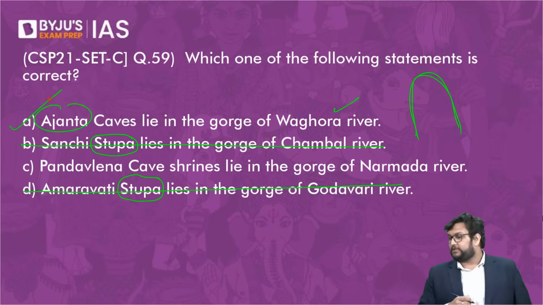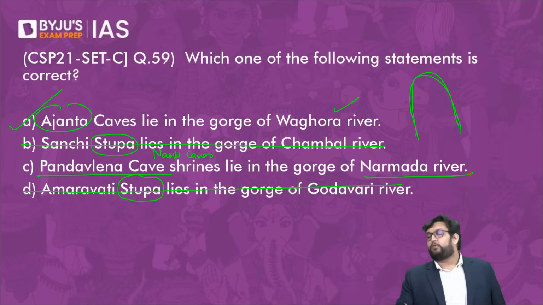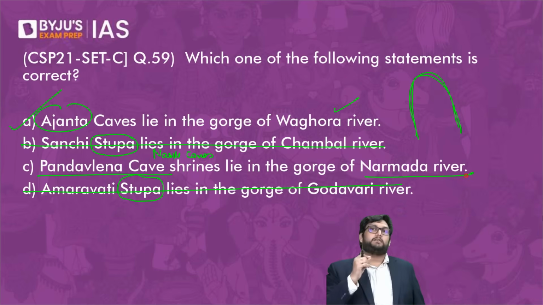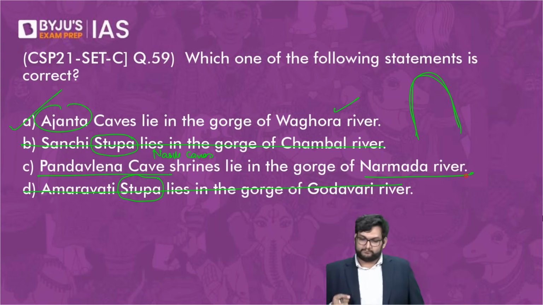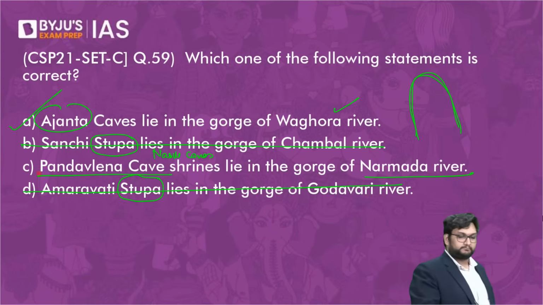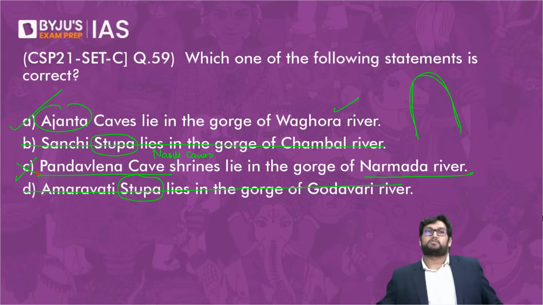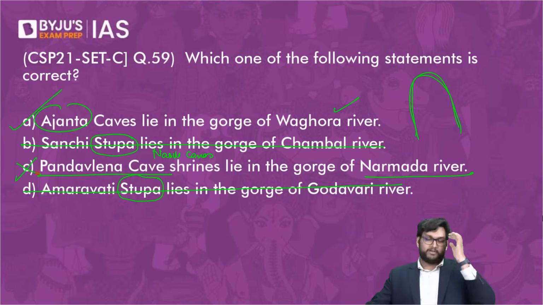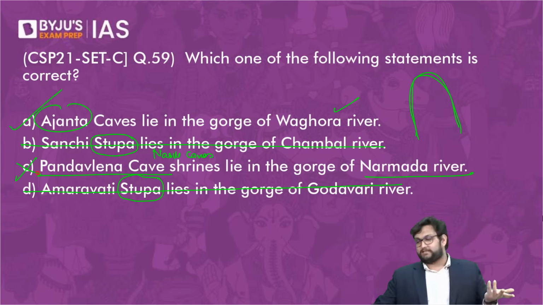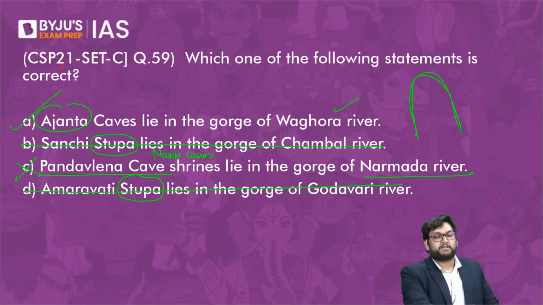This we've done directly. But other than that, Pandavleni caves is Nasik caves. Does the Narmada river go through Nasik? This is again a very static geography question in that regard. Again, no. So get the answer. Either you understand the simple point, everybody can answer A because that is the answer. We did it. This is the Civil Services Prelims Examination 2021, set C, question number 59. Okay, 2021 paper.